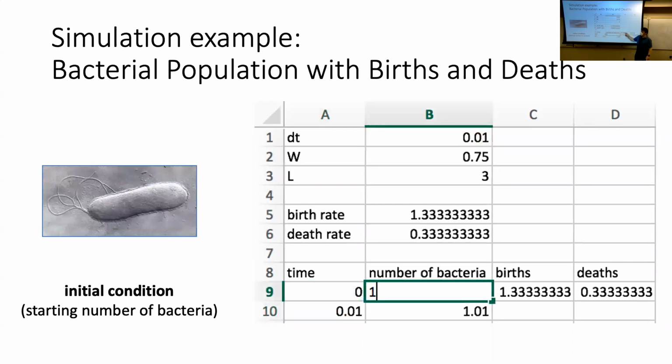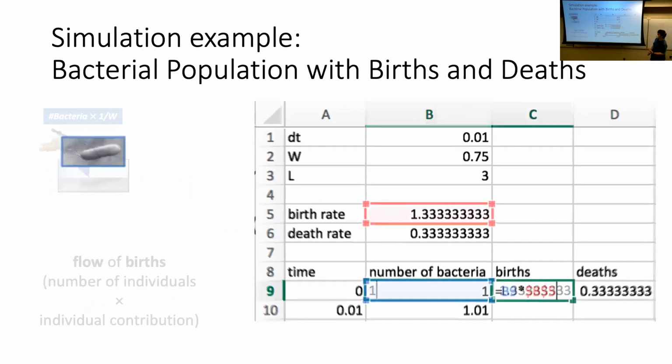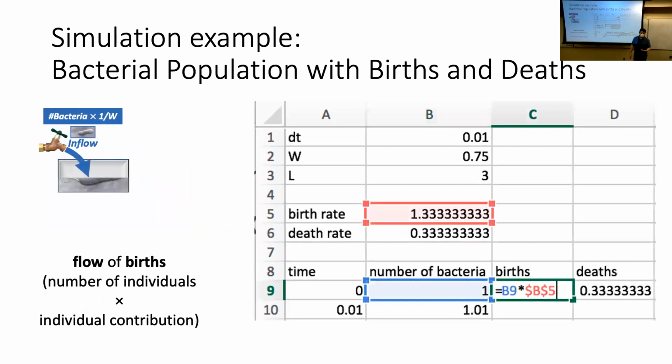I then choose, and this is important, stocks have initial conditions. So I have to choose how many I start with. And in this case, I'm going to start with 1 bacteria. That's my initial condition on my stock. And then I need a flow for an inflow. So the inflow is just the number of bacteria, which is B9, times the per bacteria rate contribution to the inflow.